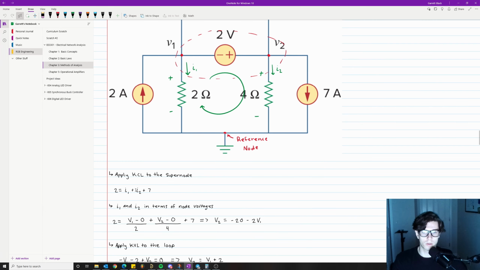Okay, so converting I1 and I2 into Ohm's law, we get V1 minus 0 over 2. That's pretty straightforward for I1, V1, 0. We've done this several times. Hopefully it makes sense. And then I2 is also the same. We have V2 minus 0 divided by 4 plus 7. So simplifying that down, we get this equation right here.